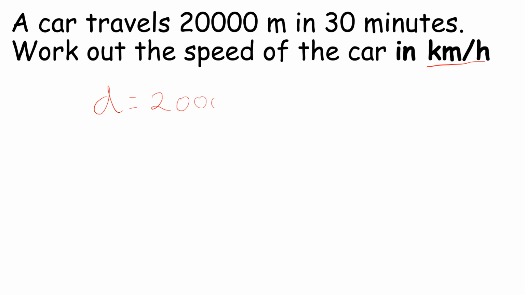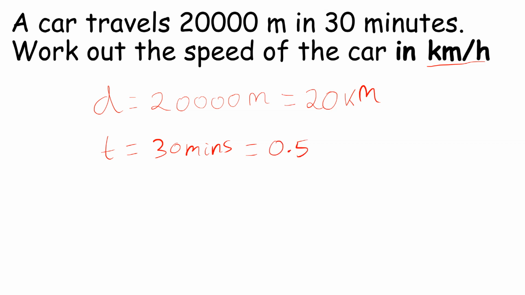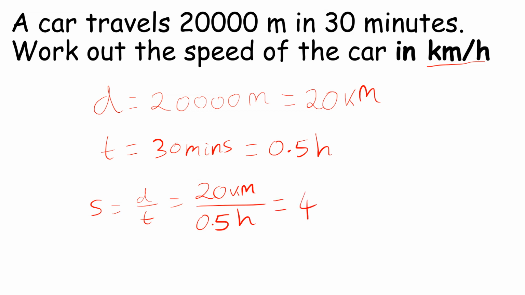So we currently have 20,000 meters. To change that into kilometers, we need to divide by 1,000, which makes it 20 kilometers. And the time we need to have in hours because it's kilometers per hour for speed. So we have 30 minutes, which is going to be 0.5 hours. So to work out the speed of the car, we need to do distance divided by time, which is 20 kilometers divided by 0.5 hours, which is going to be 40 kilometers per hour.